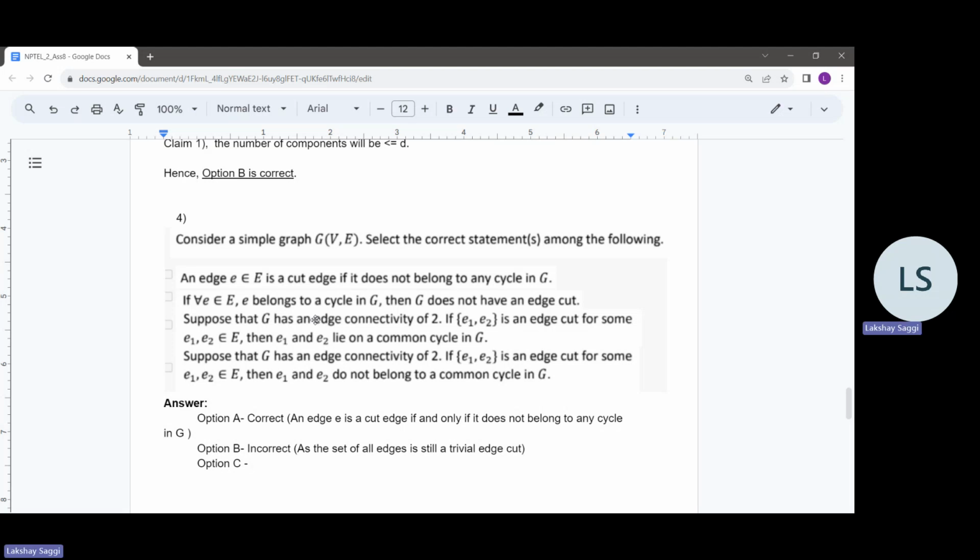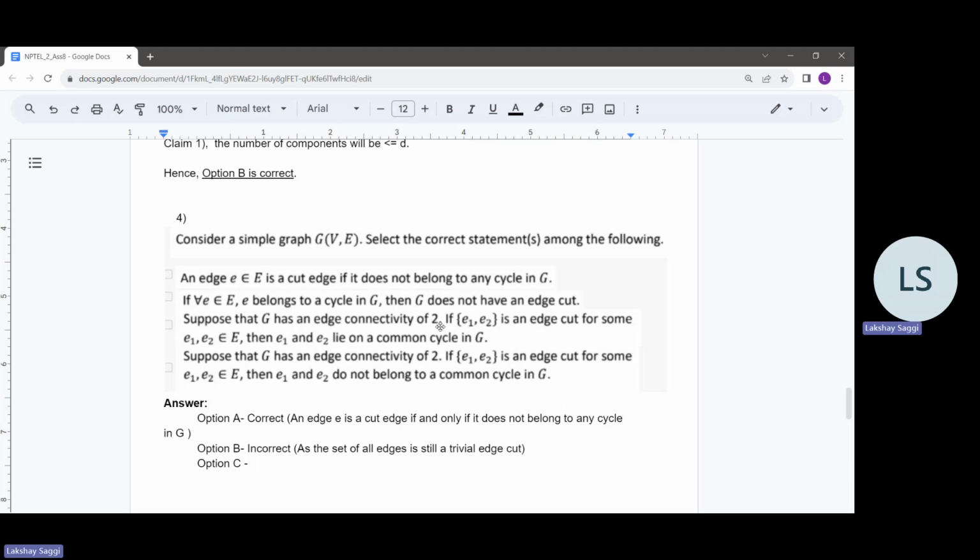So if E1, E2 is an edge cut for some E1, E2 belonging to E, note that G has an edge connectivity of 2 and E1, E2 is also an edge cut. E1, E2 is just a size 2 cut set, so this E1, E2 is one such set which gives us this edge connectivity of 2. So if E1, E2 is an edge cut for some E1, E2 belonging to E, then E1 and E2 lie on a common cycle in G.